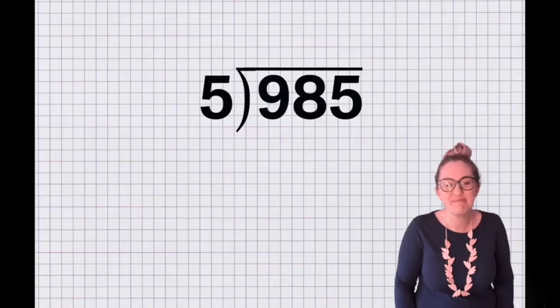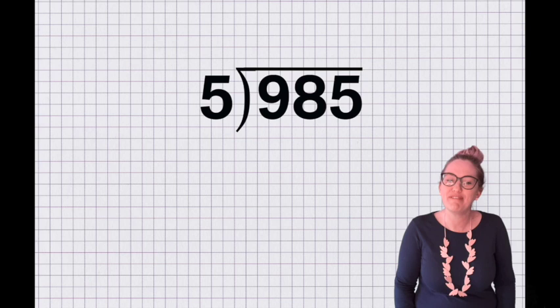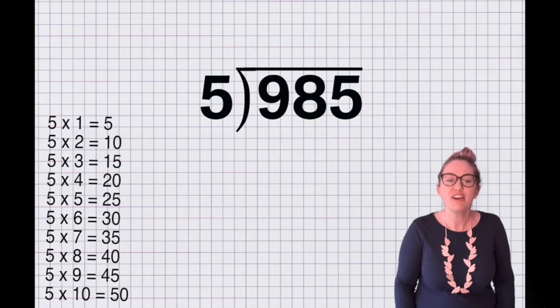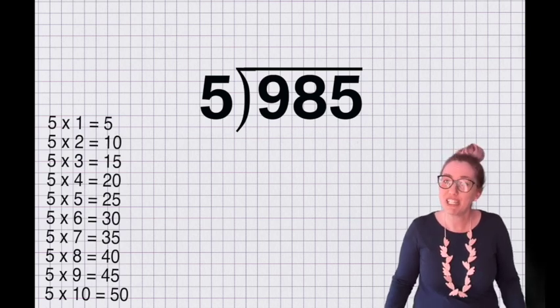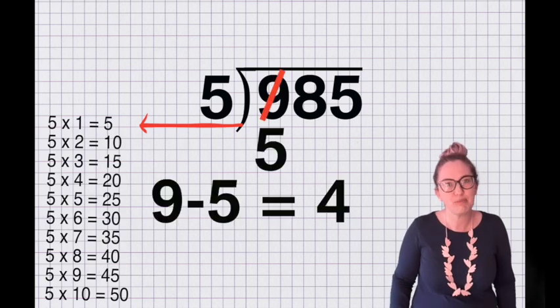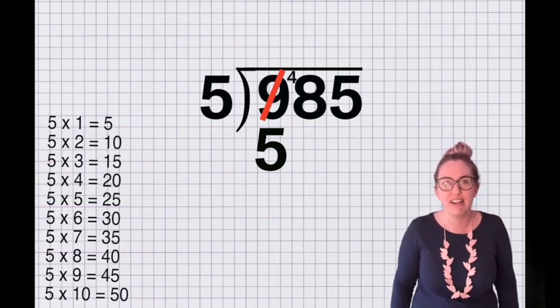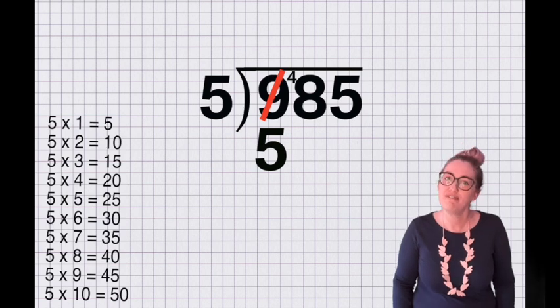Here's another example. 985 divided by 5. Because we're dividing by 5, we need our 5 times tables. Firstly, we're going to start with the hundreds column, which has a 9 in it. Now looking down the answers to our 5 times tables, we're looking for 9 or the number just below. We need to adjust this number down to a 5. So we change our 9 to a 5, find the difference between 9 and 5, which is 4, and put that 4 to the next column over, showing we've now got 5 hundreds and 48 tens.